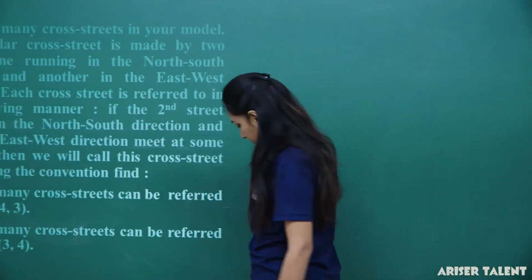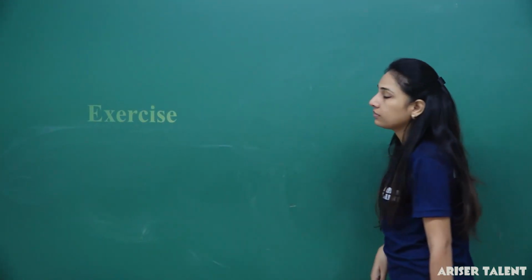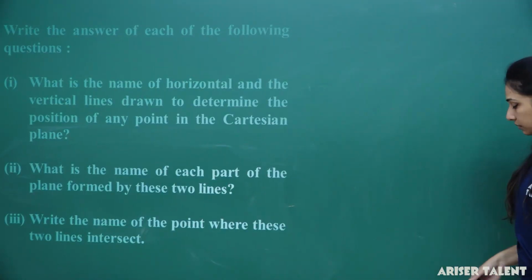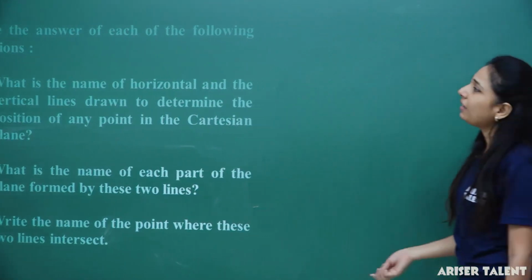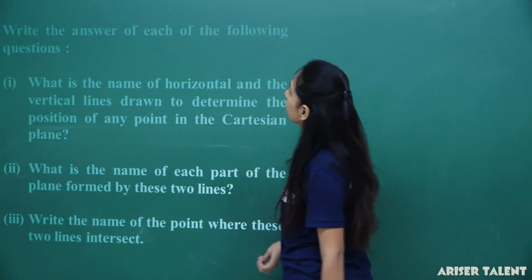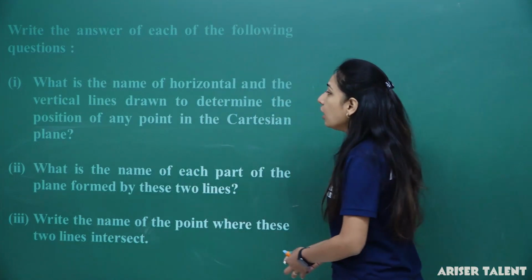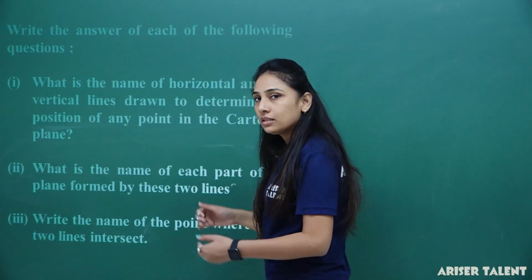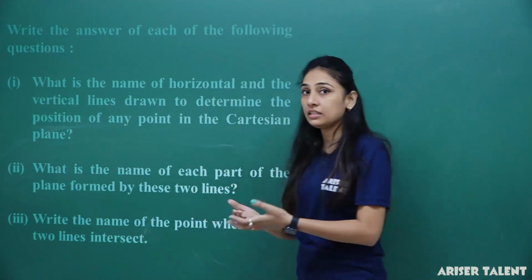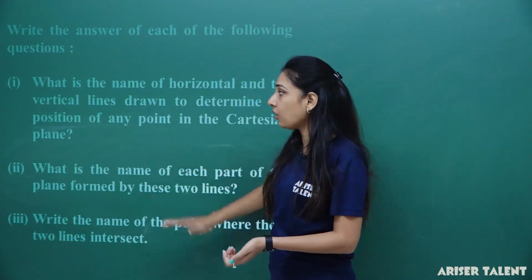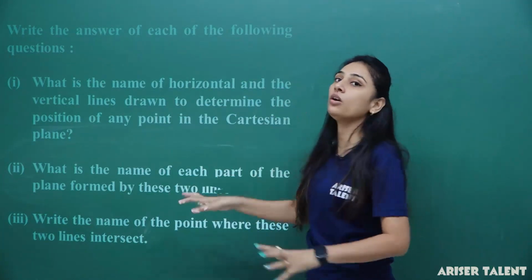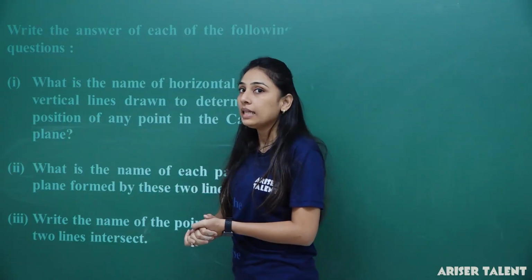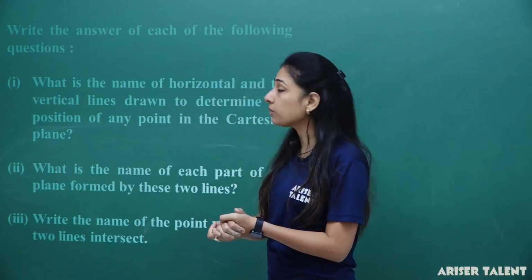Next, here we have: write the answer of each of the following questions. What we have to do is just know the question and give the answer, and you will be telling me all these answers because we have covered all these questions in our theory part. Let's see what the first question is.